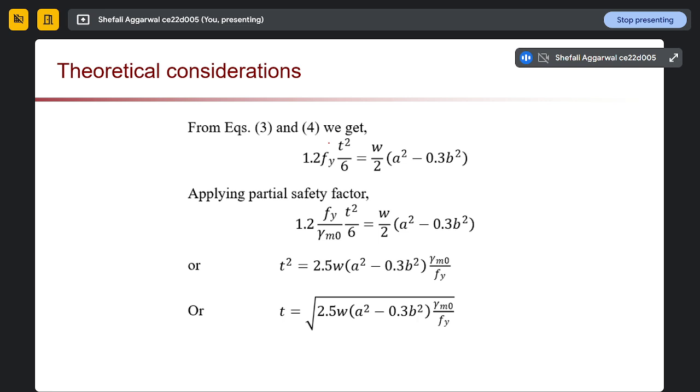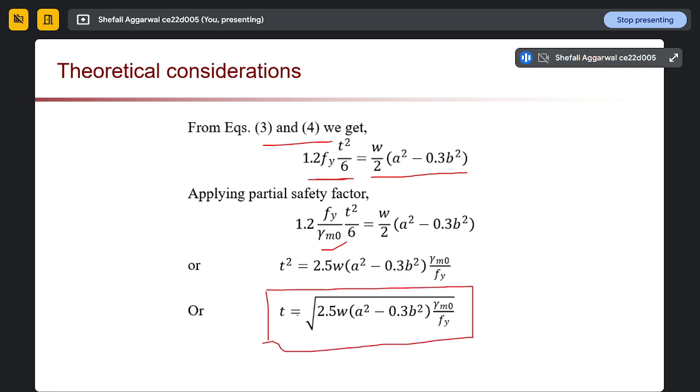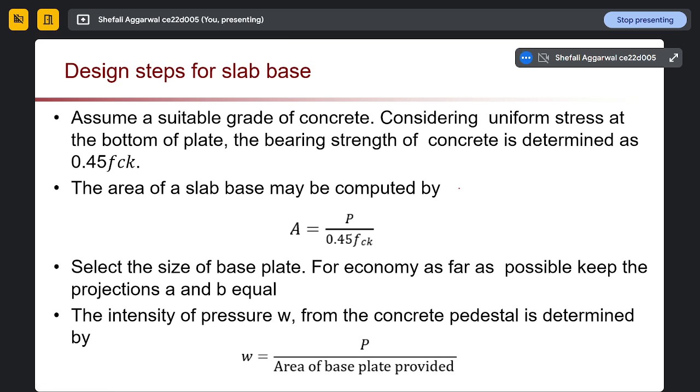Next thing is using these two equations, we can get that MP is equal to W by 2 into A square minus 0.3 B square. And applying the partial safety factor, dividing by gamma m naught, we are getting that the thickness of our plate will be given by this formula, where thickness T is the square root of 2.5 W, where W is the load intensity or bearing pressure, into A square minus 0.3 B square, into gamma m naught upon Fy.